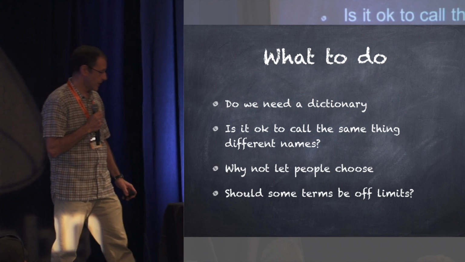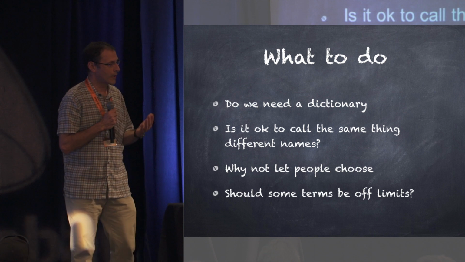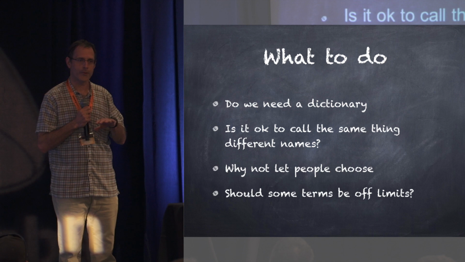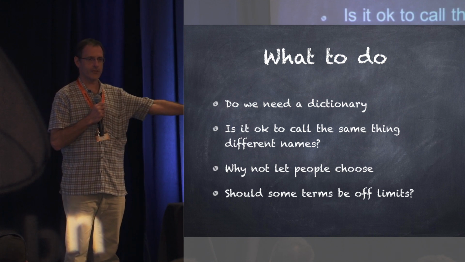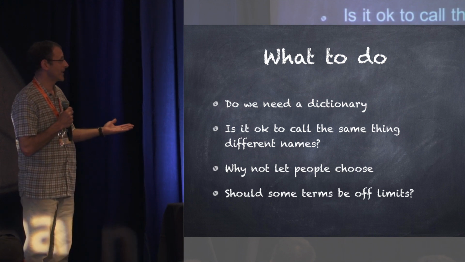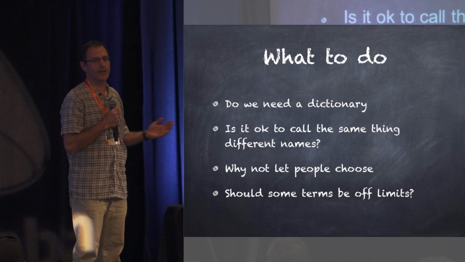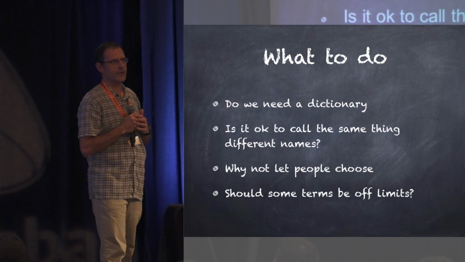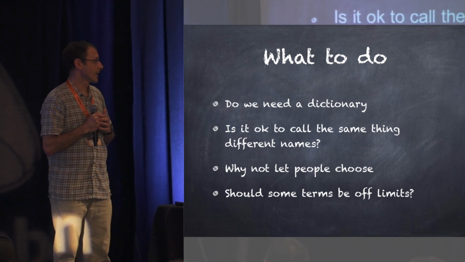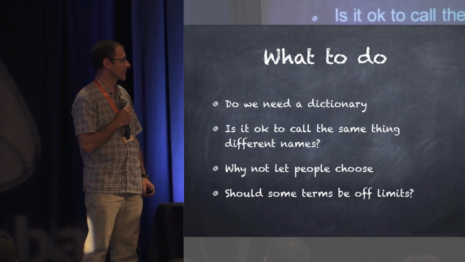So what do we do? Some of the thoughts: do we need a dictionary? Is it okay for us to call things by different names? Again, in a big company like ours, if you go to one division, they might call things one thing. If you go to another division, they call it another thing. Is that bad? I don't know the answer to that. Is it okay to let people choose? Should some terms be off limits entirely? We were warned earlier this year to not use the term grooming anymore for various reasons. So what's the right way to go? Again, I'm not sure what the answer is, but I'd love to talk about this with folks.